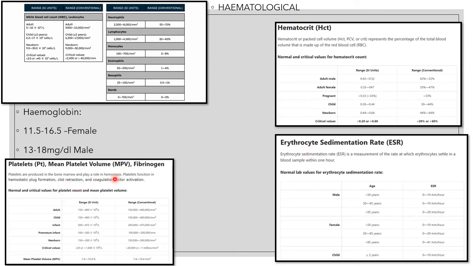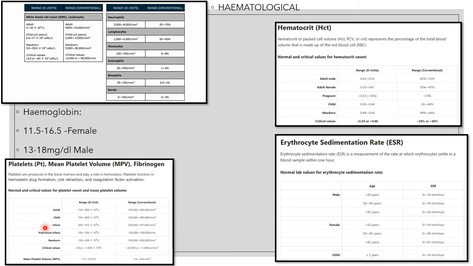MPV, that is mean platelet volume, and platelets, these are very, very important because they play a role in coagulation. They play a role in hemostasis. So अगर आपको कोई prick करता है किसी needle से, आपको blood clotting होने में थोड़ा time लगता है. Always remember that the bleeding time should be less than the clotting time. So जो कितना ज्यादा bleed हो रहा है वो कम होना चाहिए clotting time से.